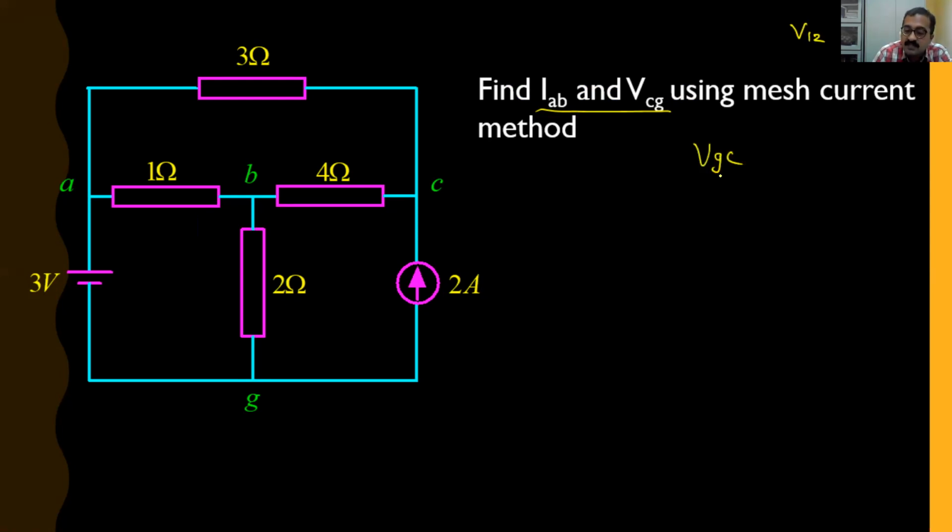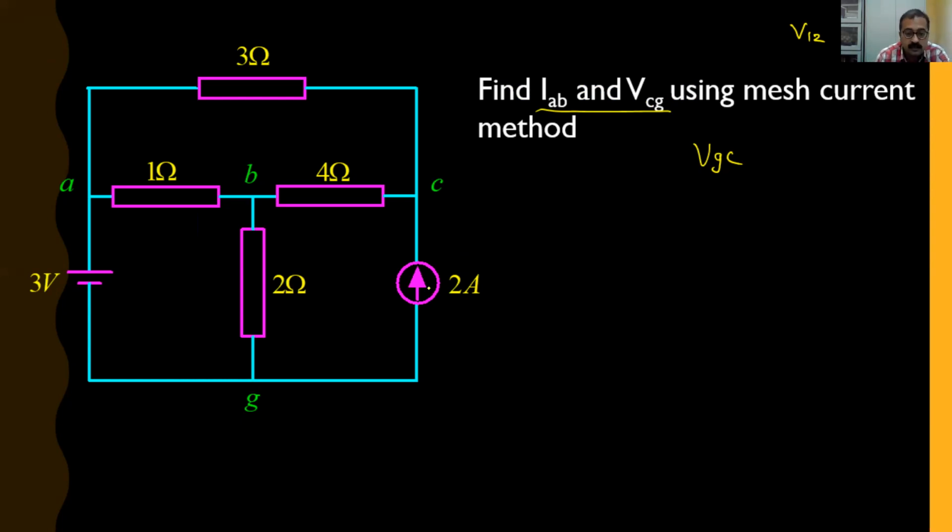GC means C is at a lower potential and G is at a higher potential. So you have to move from C to G, okay, from C to G. Here you are asked to find VCG, which means you have to move from G to C. Right? So now what happens here?